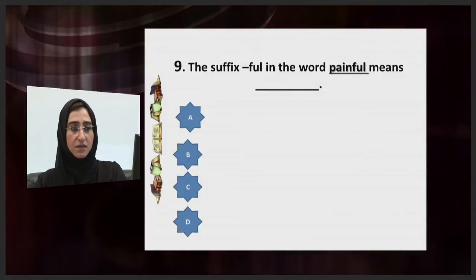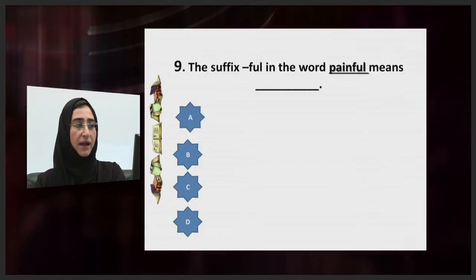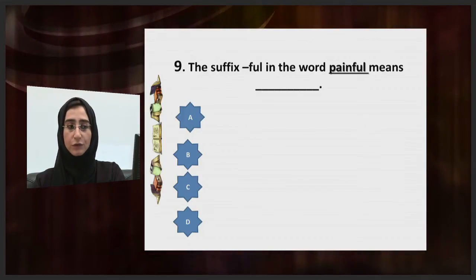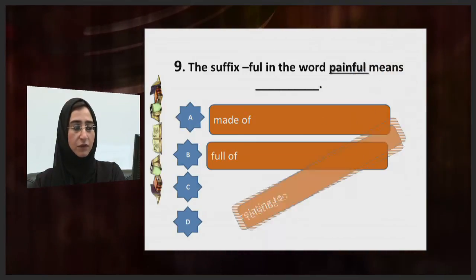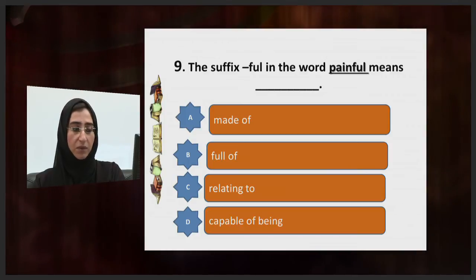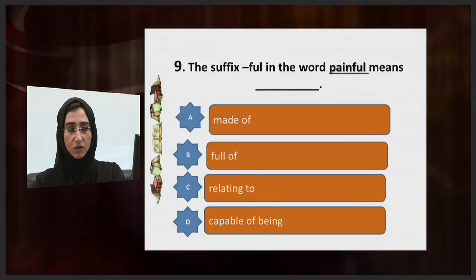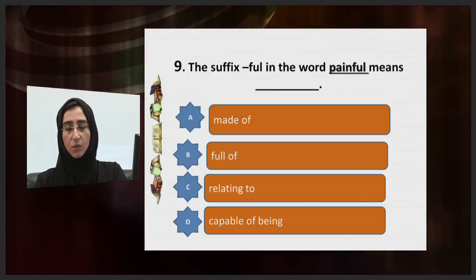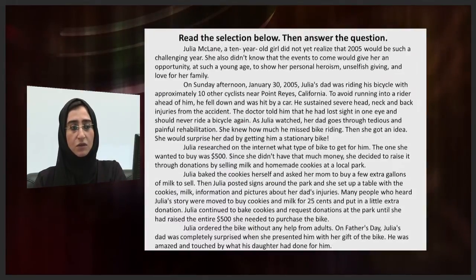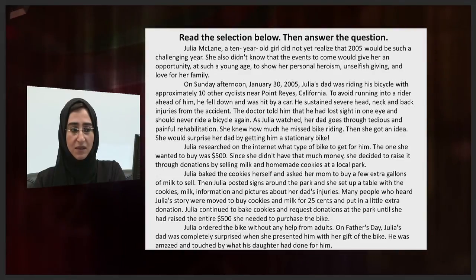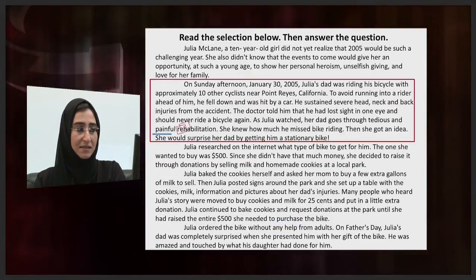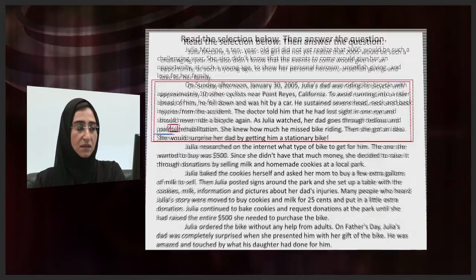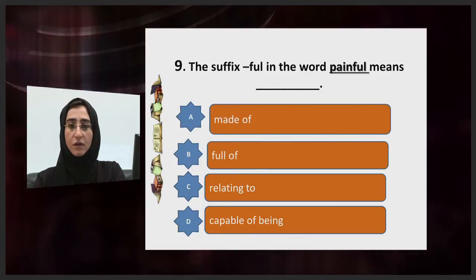Now, we'll go through this question. It is about suffixes and prefixes. But in this question here, we are having suffixes. For example, the suffix -ful in the word painful means: made of, full of, relating to, or capable of being? As I told you before, it depends on you. You can get it through the context, I know that, but why waste your time when you are going to gain it easily? So you need to memorize as many suffixes as you can. This will help you go through this exercise easily. So we have the suffix -ful, and the answer is full of.